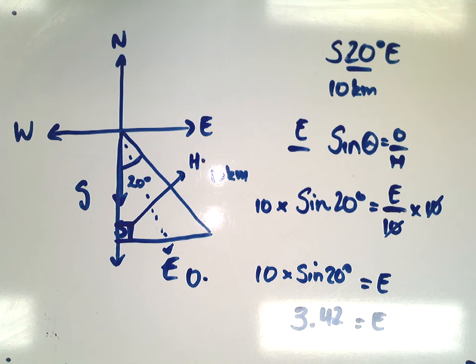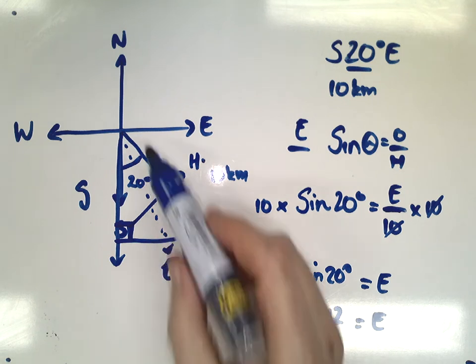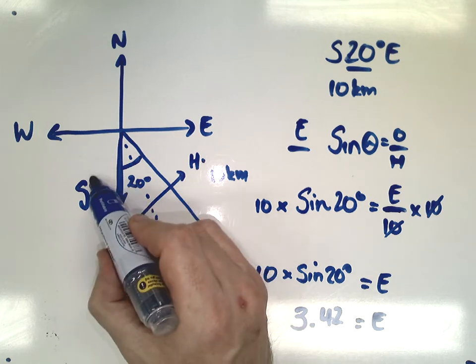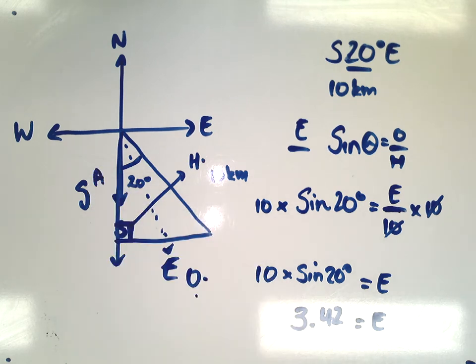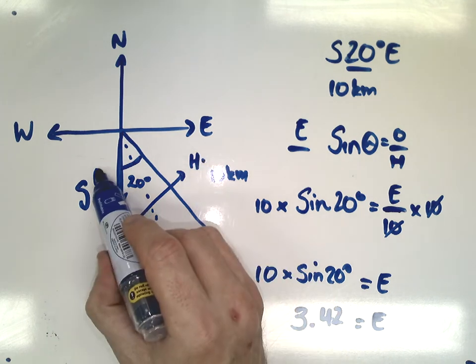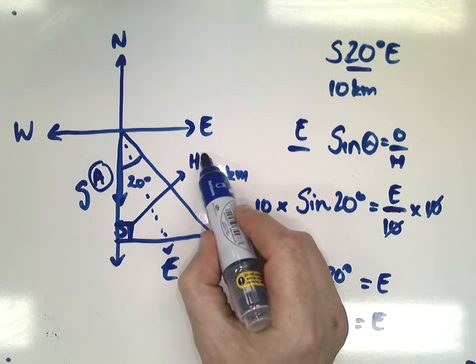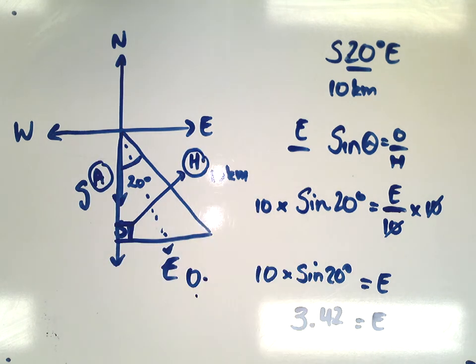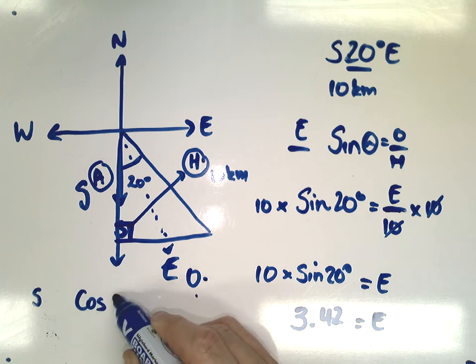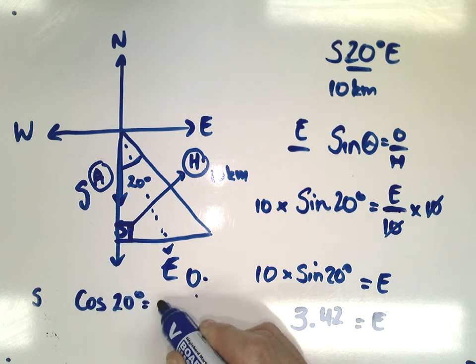How do we work out the south? Well, once again, we've got to go back to finding our sides. Now, it's not the opposite side. Our south is actually our adjacent side. So now we've got a brand new question. We need to find out south, and we need to use our adjacent and our hypotenuse. So that would mean here, I'm going to do south. This is going to be a cos question. So cos of 20 degrees is going to be equal to our A over our 10.